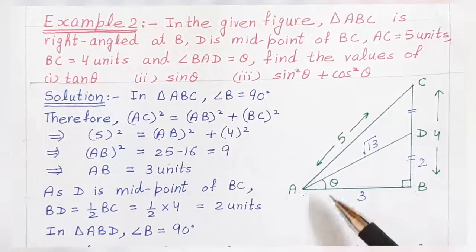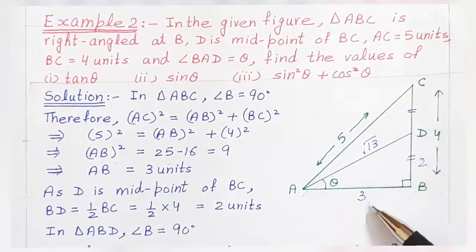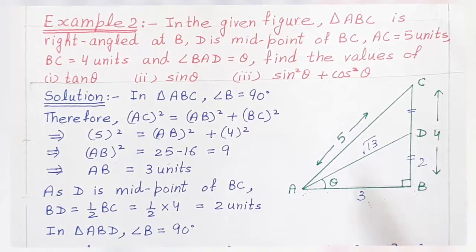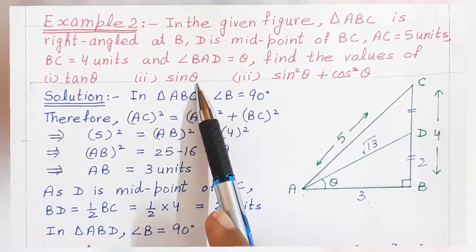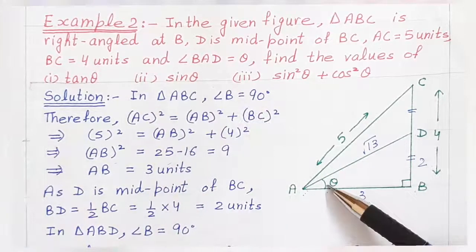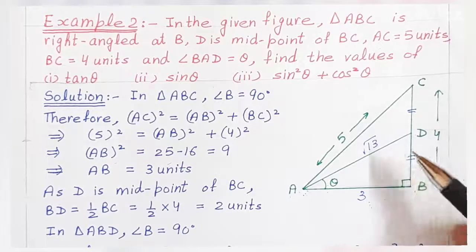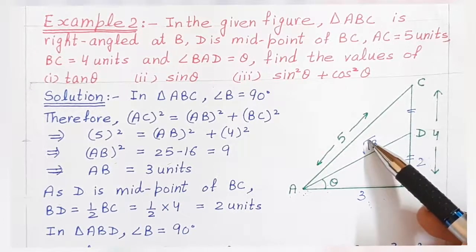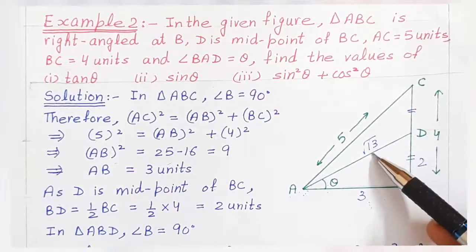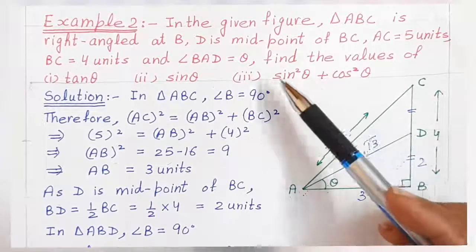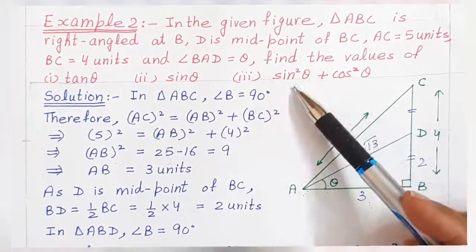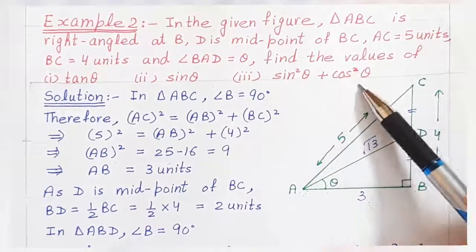Now the first part is tangent theta. Now what is tangent theta? Opposite upon adjacent. So that is 2 upon 3. Clear? Next is sine theta. Now what is sine theta? Sine theta is opposite upon hypotenuse. That is 2 upon under root 13. Clear?